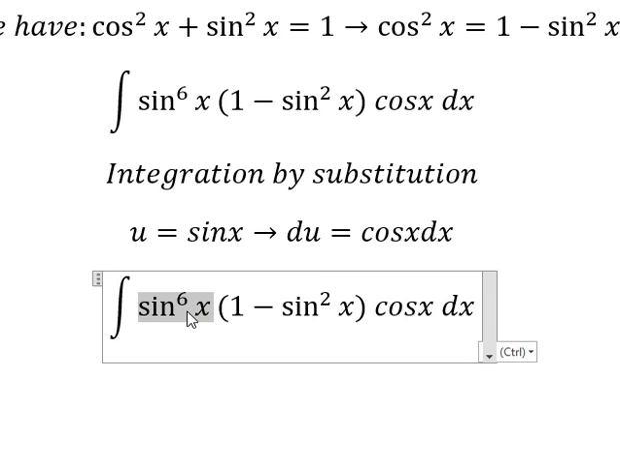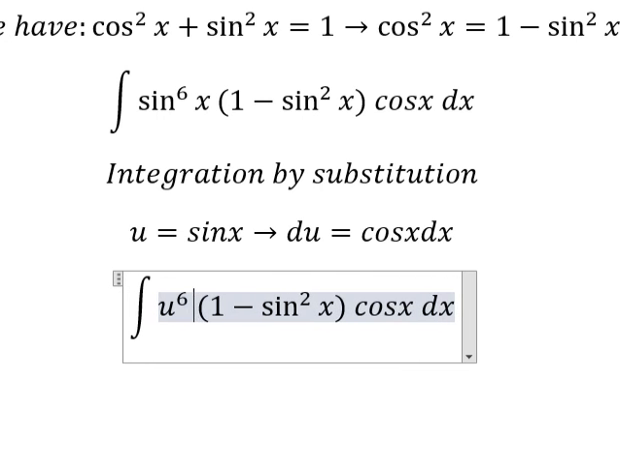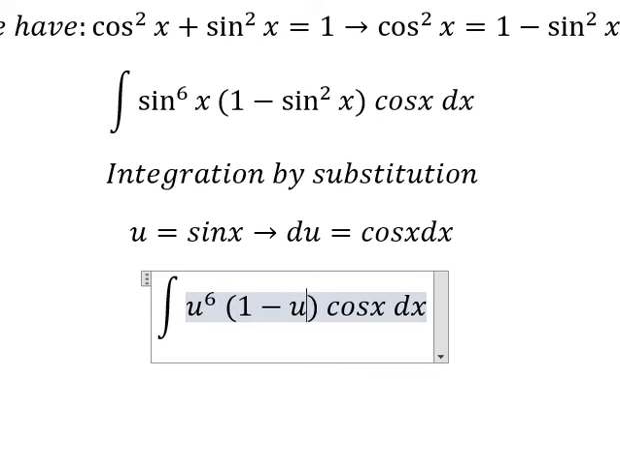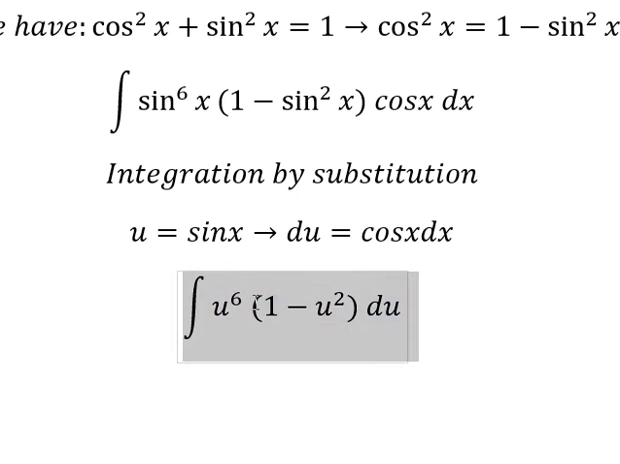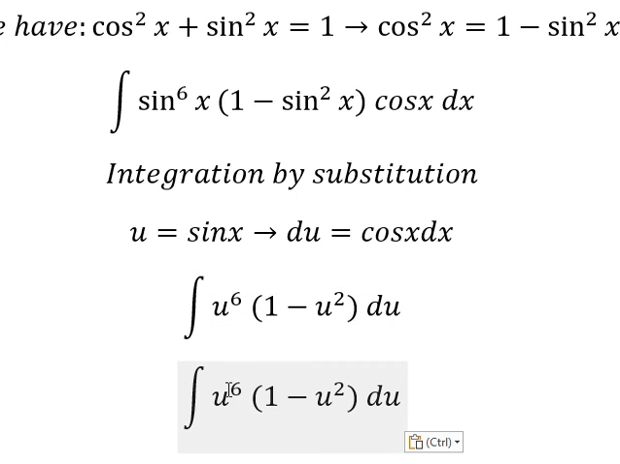Next, about this one, we have u to the power of 6. About this one, we have u to the power of 2. This one, we change by du. So, u to the power of 6 multiplied by 1 minus u squared in here.